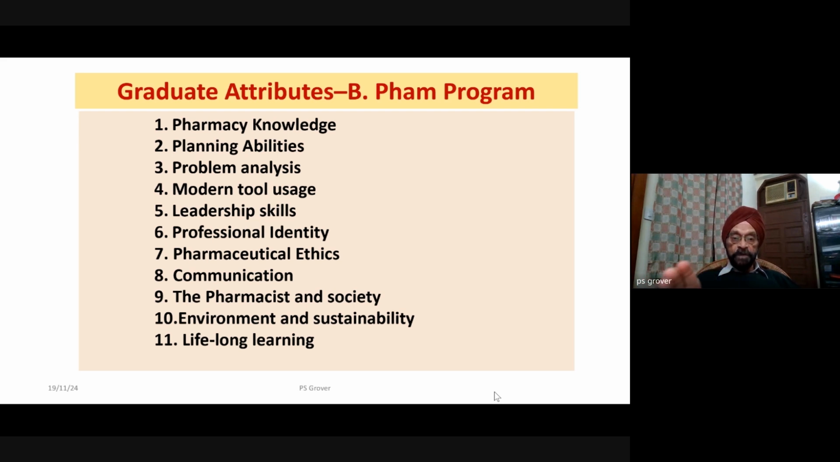There are pharmacy knowledge, planning abilities, problem analysis, modern tool usage, and so on. Kindly see, these are the attributes. These are the qualities of the student which we wanted. These are not measurable. Measurable or remember are always outcomes. From these graduate attributes, we define the program outcomes.